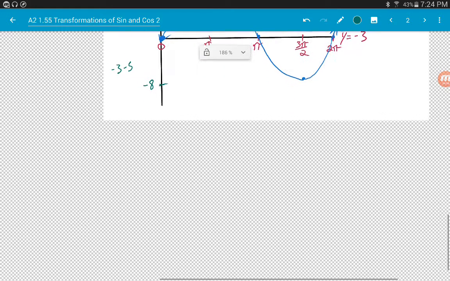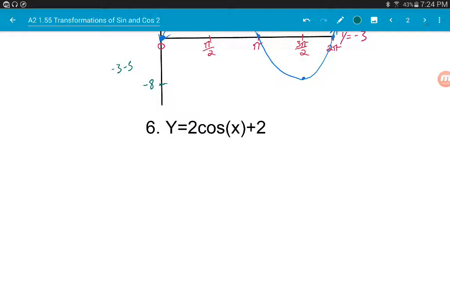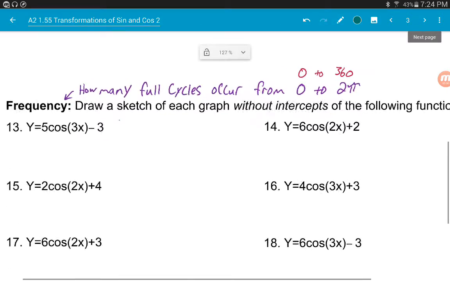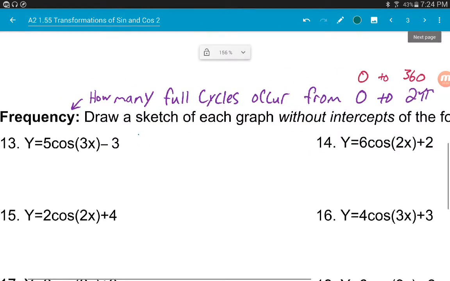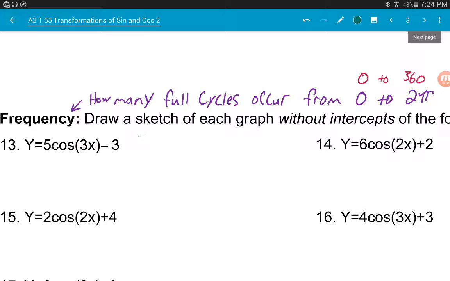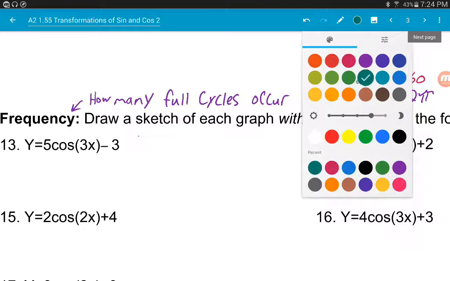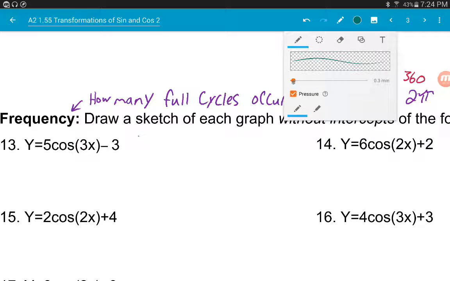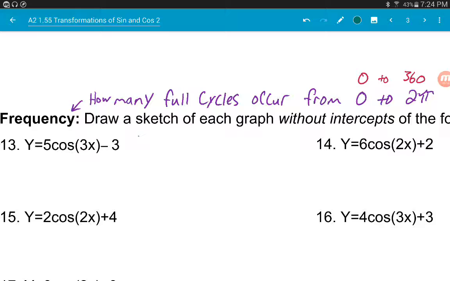Now, what we're doing for homework is something a little different. We're adding in frequency. What frequency is, is how many full cycles occur from 0 to 2 pi, or from 0 to 360. We'll be doing it in terms of pi because we are dealing in radian measure, so from 0 to 2 pi.